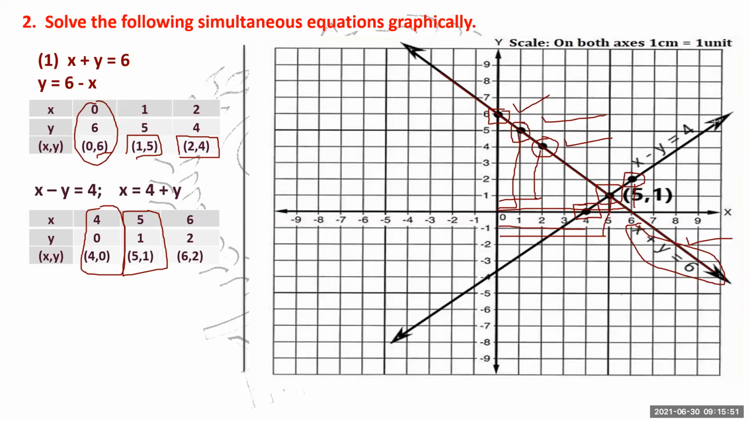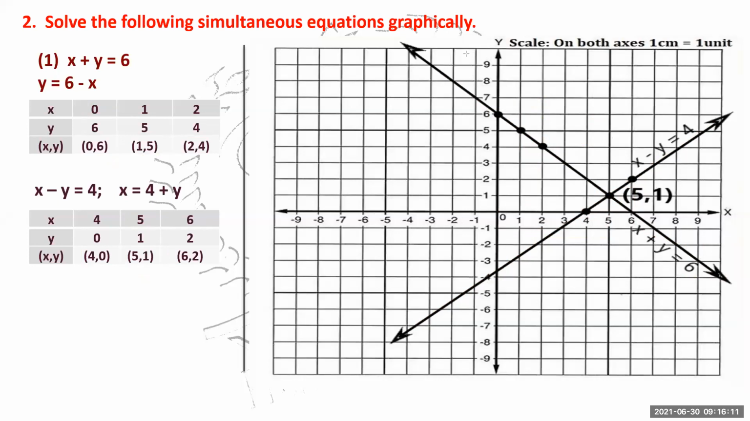Now simply what you're going to do, draw a straight line which will join all the 3 points. Now, when you draw the second line, understand, you will come to know that there is a point where the 2 lines intersect. Check here. Here they intersect.